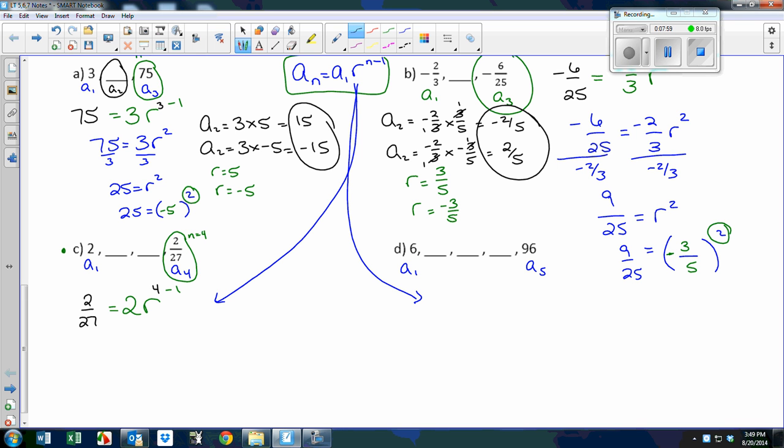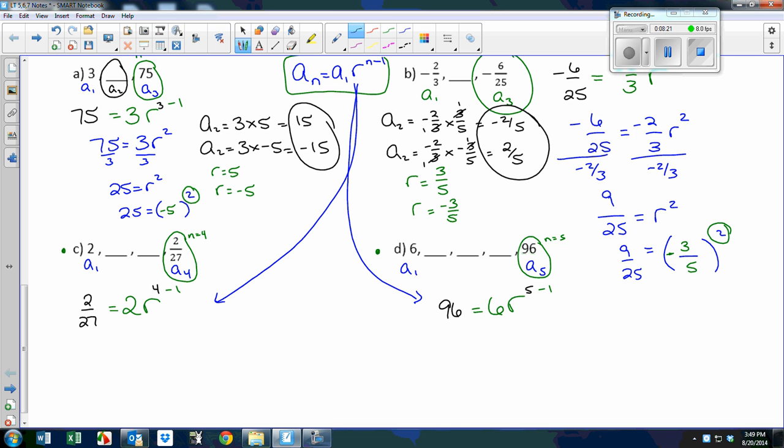And I also want to set D up, so we're going to focus on problem D now and see how it looks. It's going to be similar. We're going to start with equals 6 for the first term, r to the blank minus 1, and the 96 is the n equals 5 term. So 5 goes here, and 96 goes there.